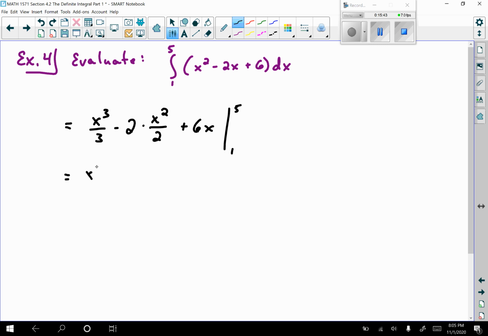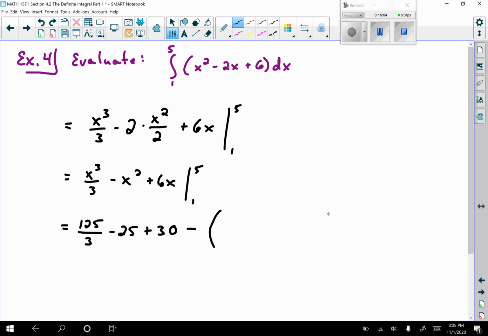I'm going to clean this up a little bit before I substitute. So we're going to get an x cubed over 3. The 2's are going to divide out, so just minus an x squared plus 6x, again from 1 to 5. I want to start by substituting in the 5. 5 cubed is 125 over 3. Minus 5 squared is 25. Plus 6 times 5 is plus 30.